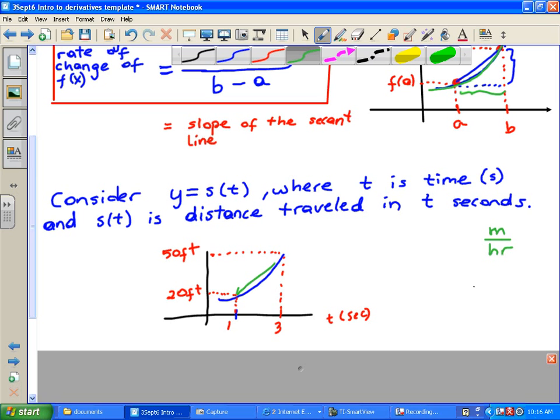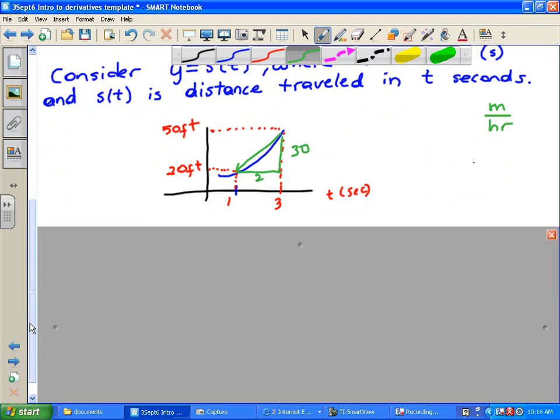Right, so this is the secant line, so we're going to do rise over run. This distance is 30, right? And how many seconds elapsed in that time? 2 seconds, the difference between 3 minus 1. So the average rate of change is going to be what then? Rise over run, 30 over 2, or 15 feet per second, right? That's what we have in our notes as well.